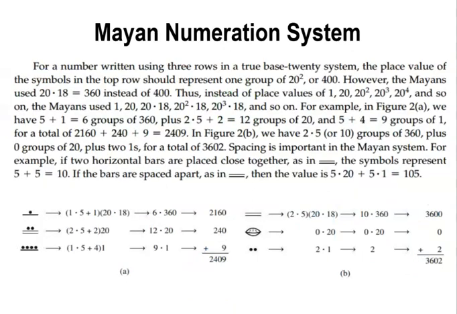Now, there is just a touch of strangeness with the Mayan numeration system. I did not see that this shows up in the homework, but it is something that I wanted to point out to you because I don't feel like I'm doing you justice if I don't mention this strange situation. It says for a number written using 3 rows in a true base 20 system, the place value of the symbols in the top row should represent one group of 20 squared.